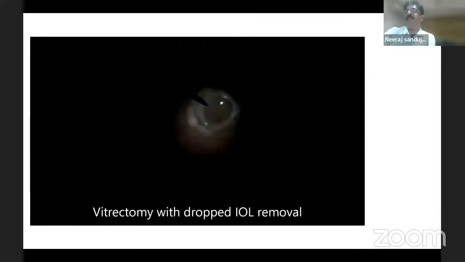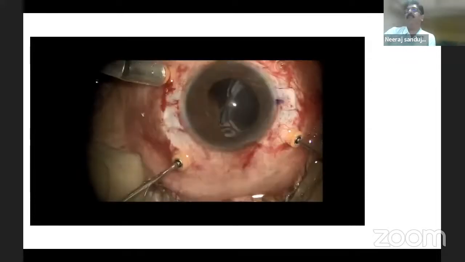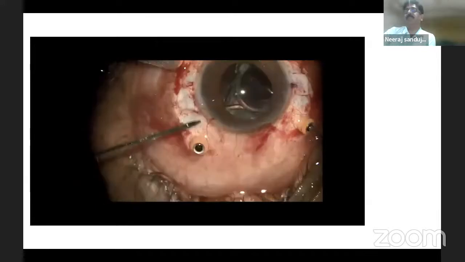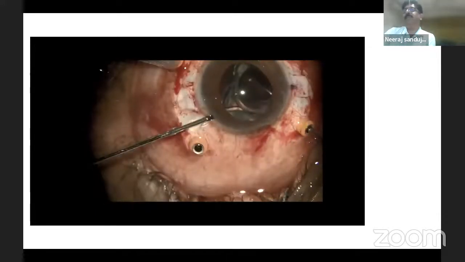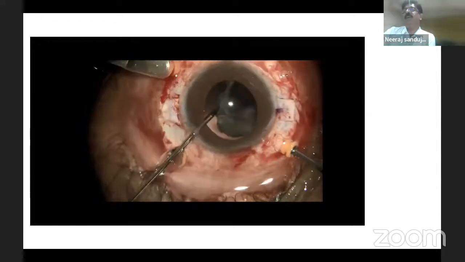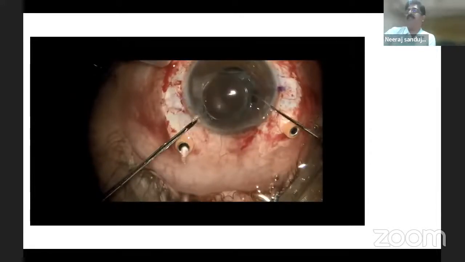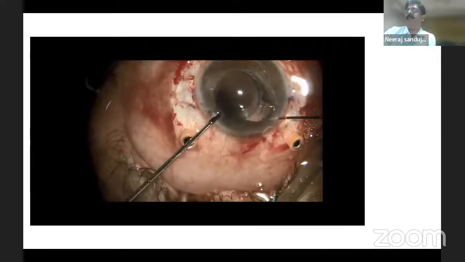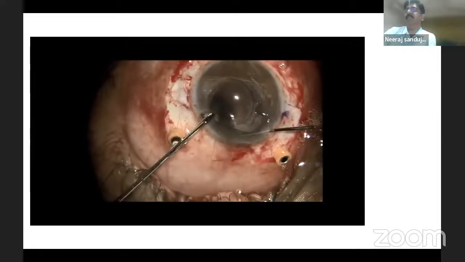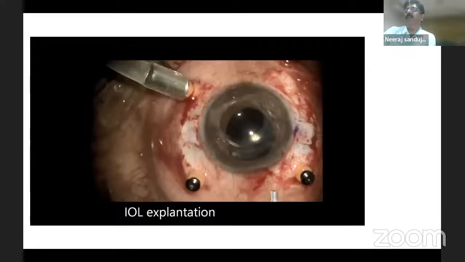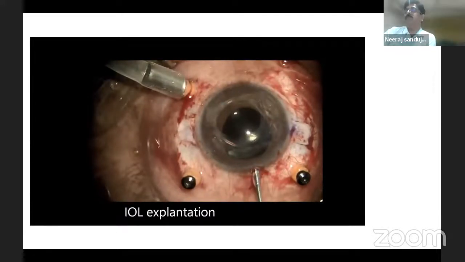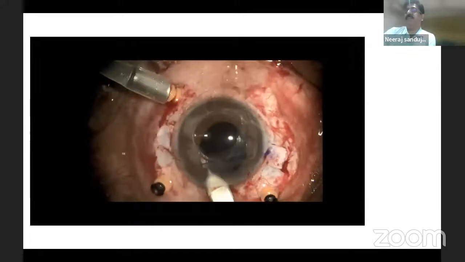Now you can see the whole capsular bag and intraocular lens lying over the retina. This is being held with end gripping forceps, which are 23 gauge forceps, and brought into the anterior chamber. Gently we are prolapsing this intraocular lens into the anterior chamber, taking care that the cornea does not touch the lens. Once the lens has been prolapsed, it will be brought out through the corneoscleral section. We are putting viscoelastic into the anterior chamber and enlarging the corneoscleral section.